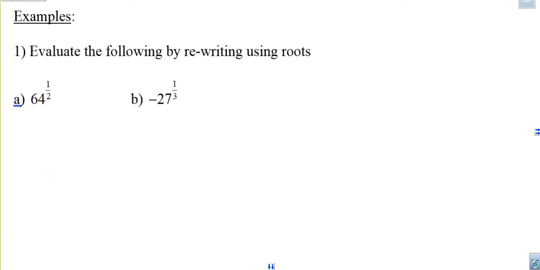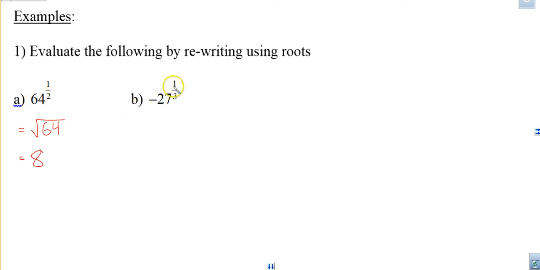So here's what we're going to do. We want to evaluate these powers, so 64 to the power of a half. We could just type that into our calculator, but we want to rewrite it using roots first, and then we can evaluate it from there. So 64 to the power of 1 over 2. I see that the denominator is 2, which means that I'm going to do the square root, so the square root of 64. Now, we don't write a 2 there for square roots. If we just have the radical sign, it's assumed to be a square root. So the square root of 64 is 8, and that's 64 to the power of a half.